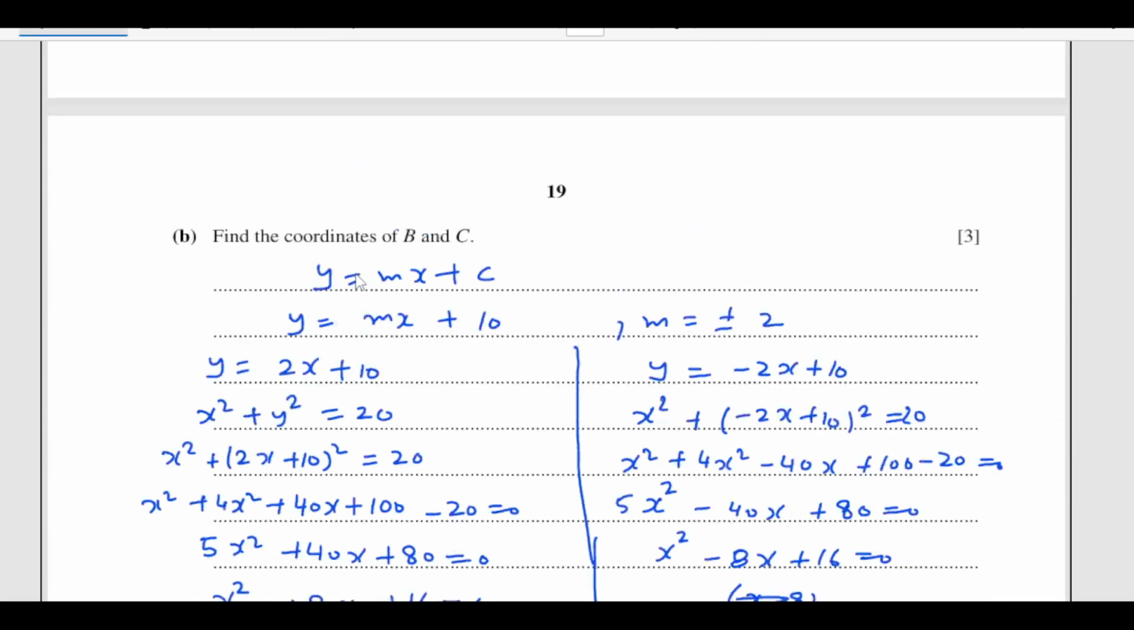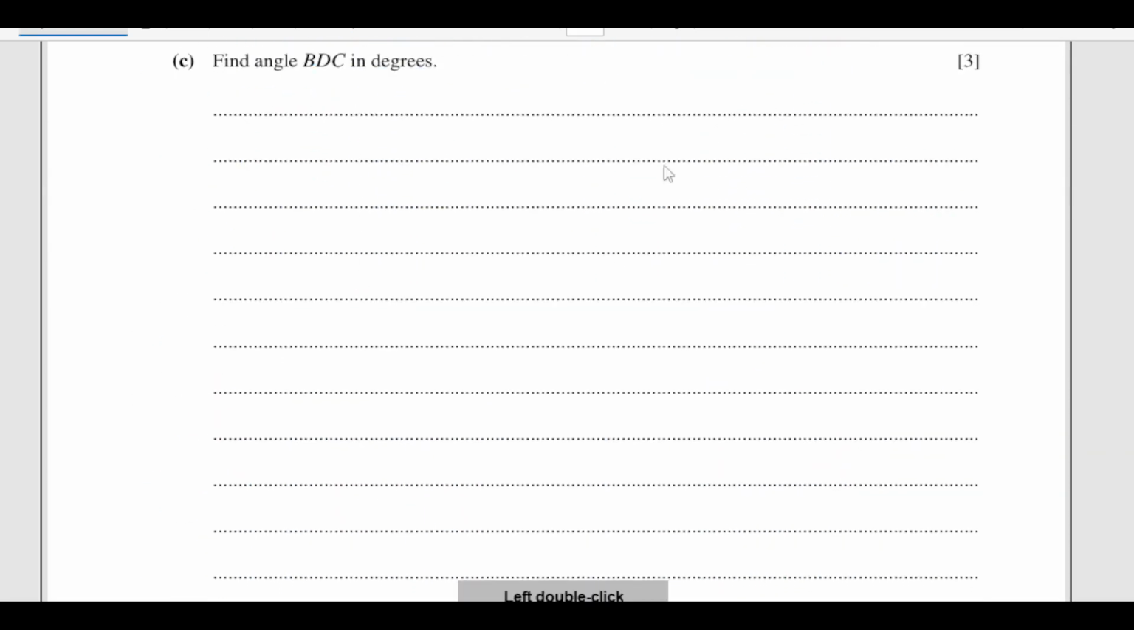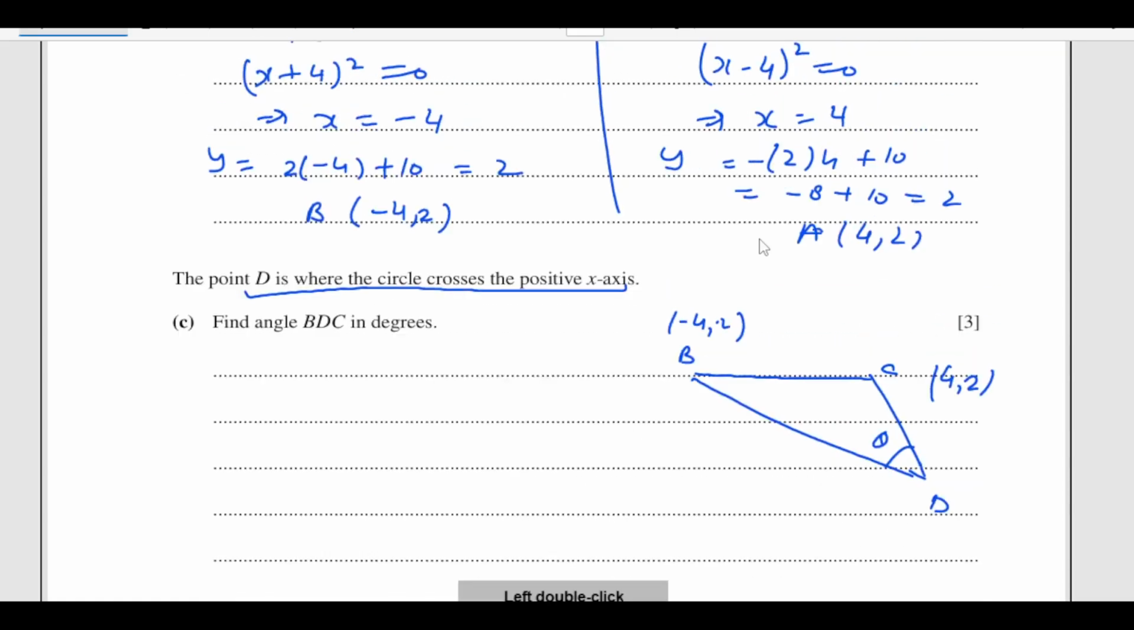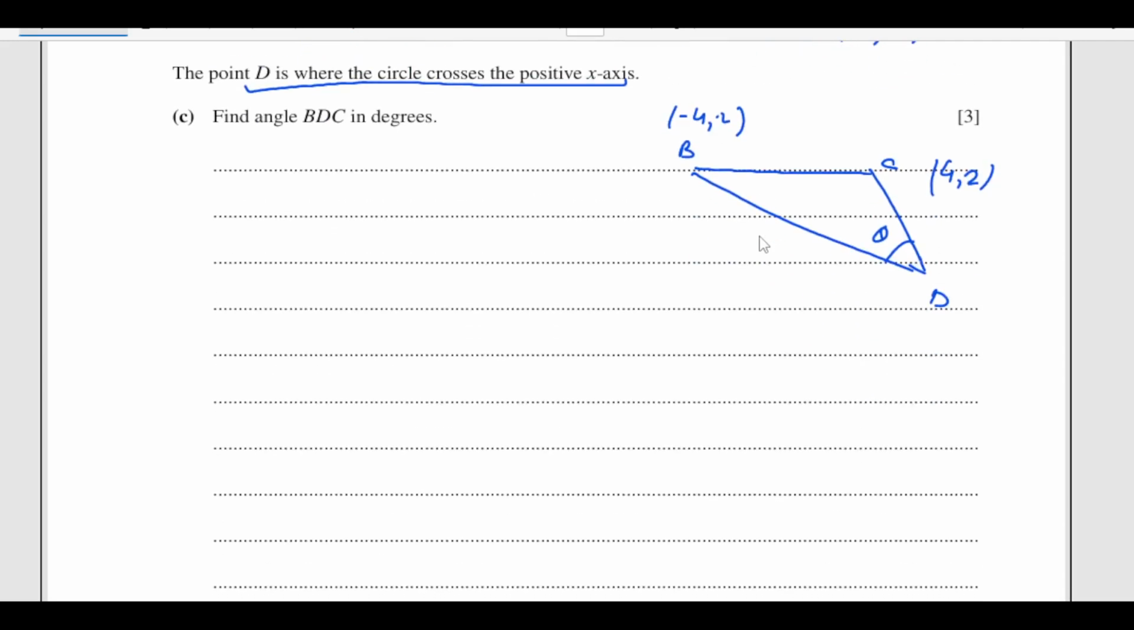Okay, so let me draw this one here. It is like this. This is our B, C and D. Basically we are looking for this angle. Let me name it as theta. So B coordinate we have negative 4, 2 and this C coordinate is 4, 2. I think I have written here A. This is not A, sorry, this one is C. So C is (4, 2).